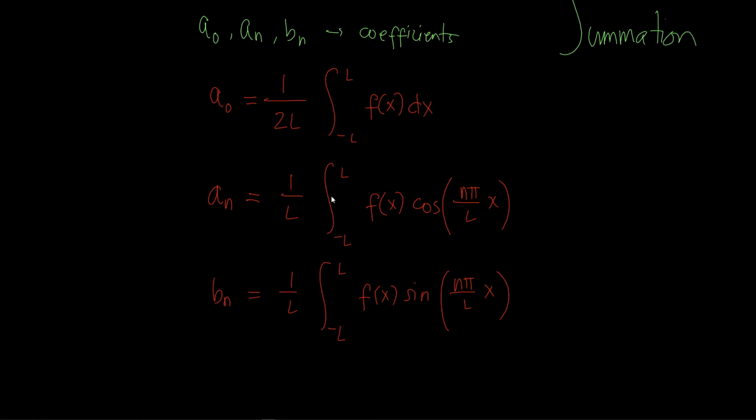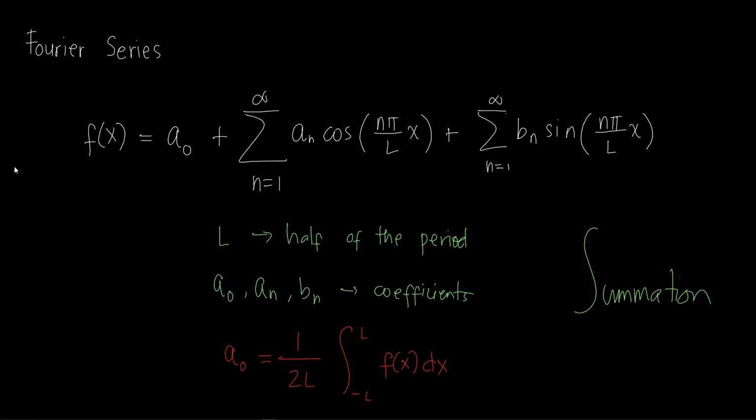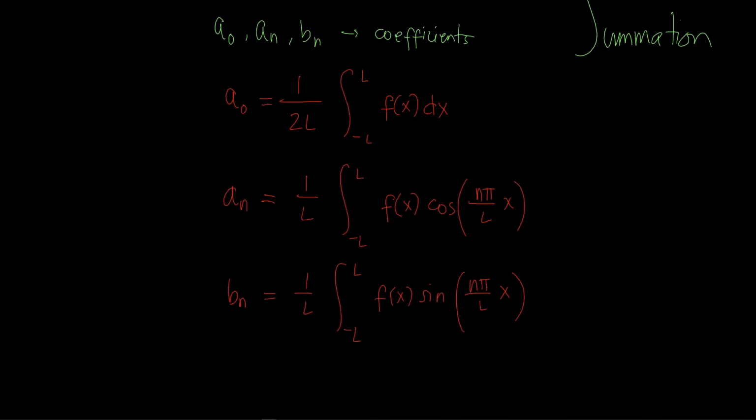So the summation can be converted into an integral. And this is the formula on how to find A0, An, and Bn. You integrate from a certain period only, from negative L to L.